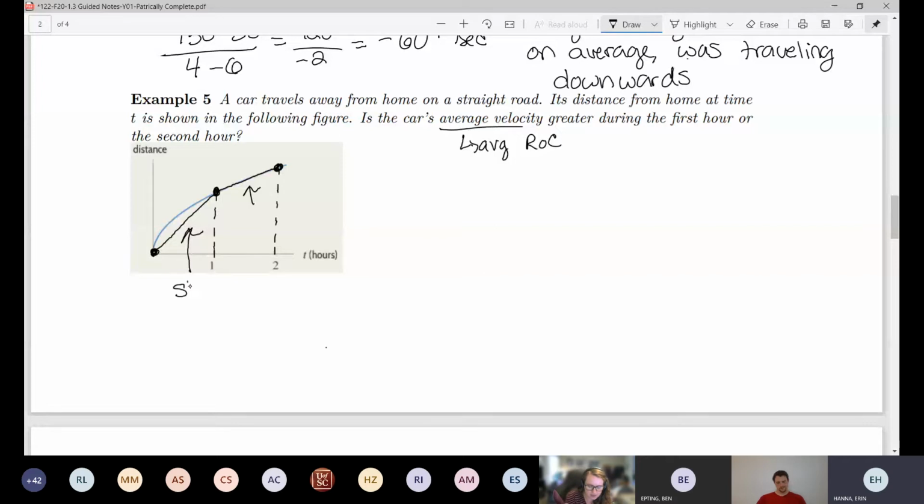So since this line is steeper, we're going to be able to say that the average velocity is greater in the first hour.